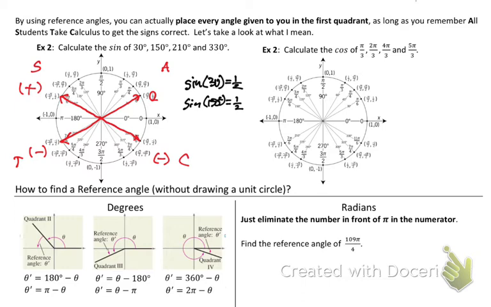So if I ask for the cosine of pi over 3, we'd go to pi over 3 and we say, oh, that equals 1/2. Since they're all pi over 3s, they're all 1/2, you just have to know what quadrant it's in to put a positive or negative on it.